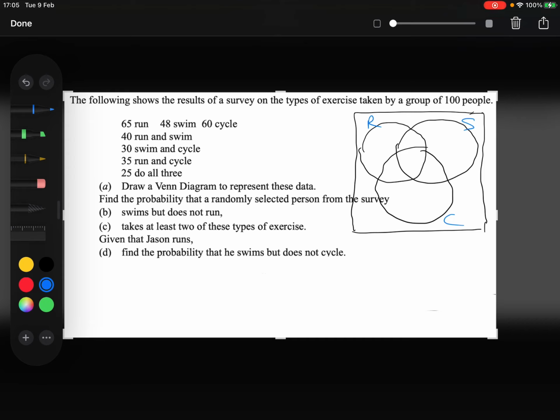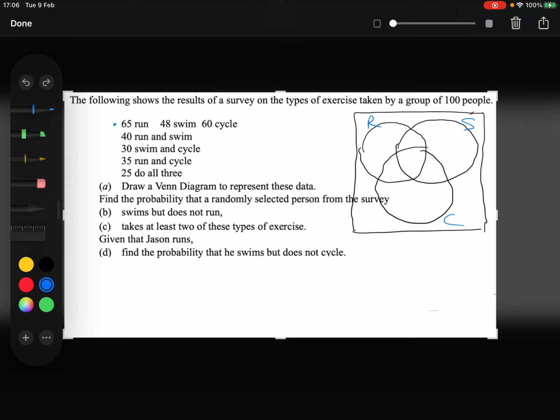Now, the most common mistake that I see people make with these questions is they look at the first line here and they straight away put 65, 48 and 60 in like that. And then they try and start filling in the other sections and realise that they've made a huge mistake, because straight away these numbers add up to far more than 100 people. And that is because there is overlap between each of these categories.